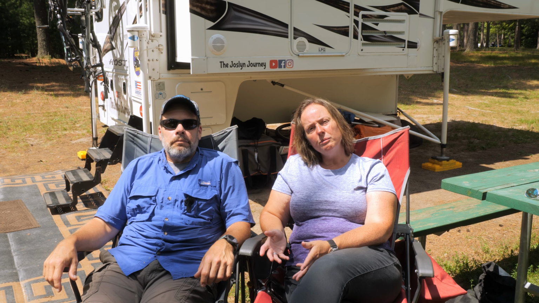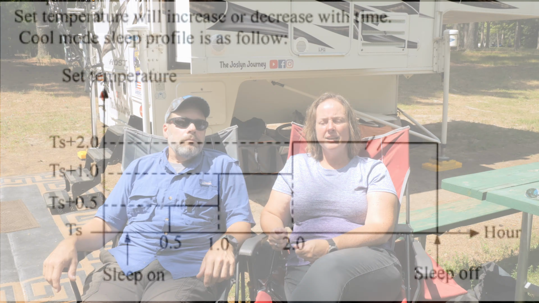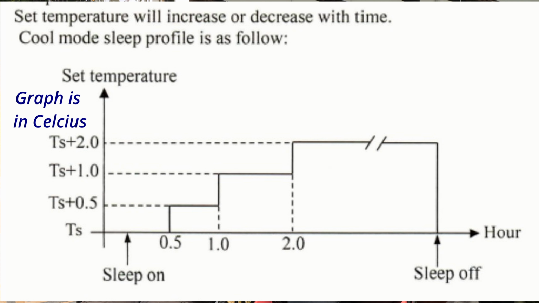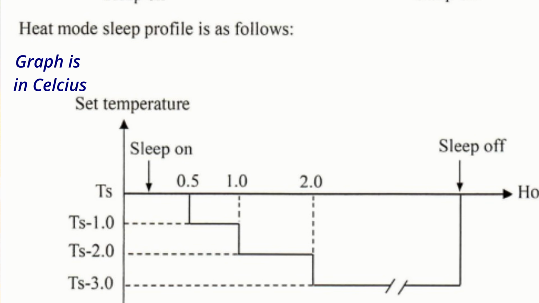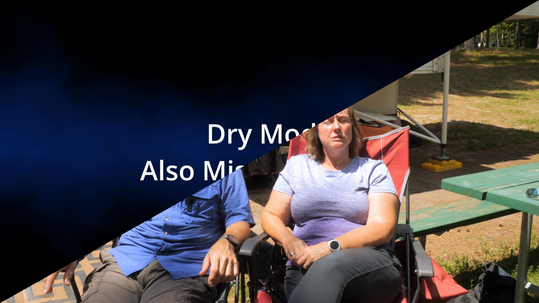So if you're in cool mode and you have the sleep mode enabled, it will eventually increase that temperature by about 3 to 4 degrees over a 2-hour period. If you're using the heat pump, it will actually decrease the temperature by 3 to 4 degrees over 2 hours. I'm not honestly sure how this would make me more comfortable, but I think it would be really beneficial if you are off grid and want to conserve a little bit of power.